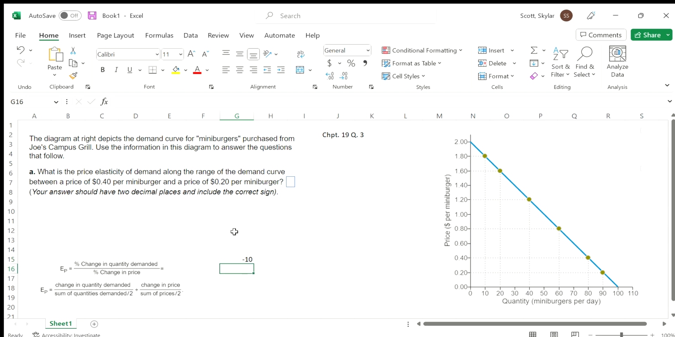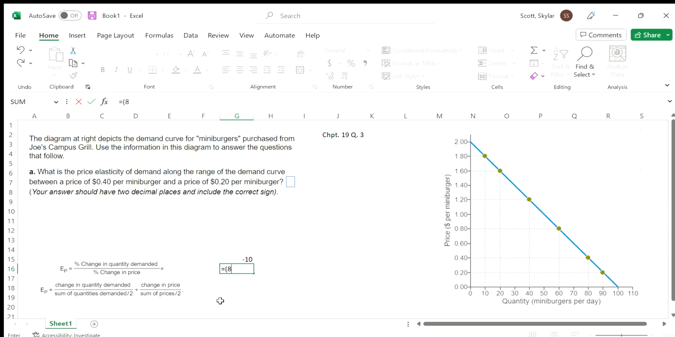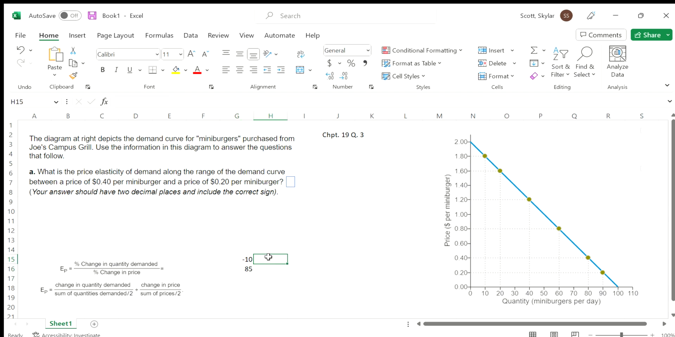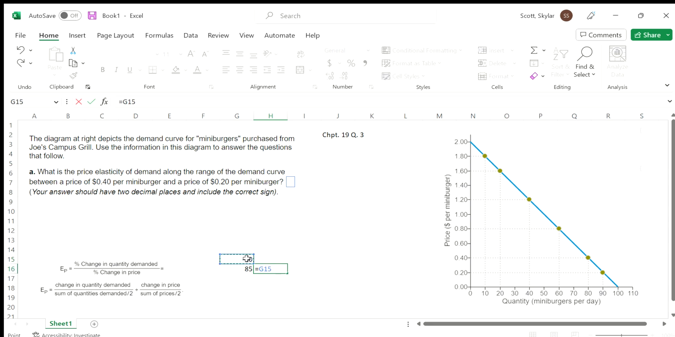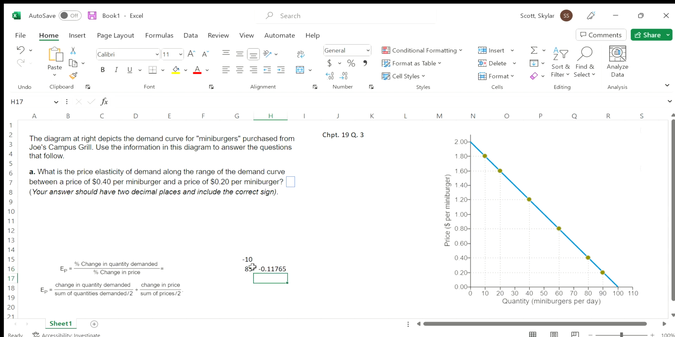We'll hit enter in Excel, get -10, and then we're going to sum our 2 quantity demandeds and divide that sum by 2. Finally, we're going to divide these 2 figures together with -10 as our numerator and 85 as our denominator.